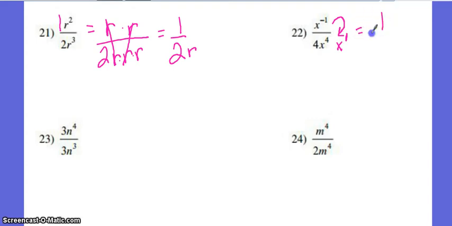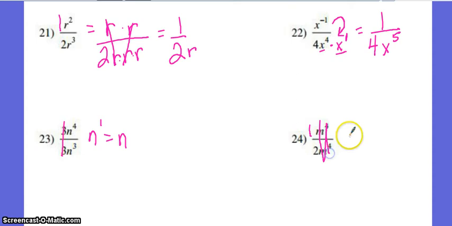So what you really have is 1 over 4x to the 5th, because that's 4 and 1. You multiply, so you add. 3 divided by 3 cancels out, and 4 minus 3 is 1. Here, this is an imaginary 1. These two cancel out, so you actually have 1/2.